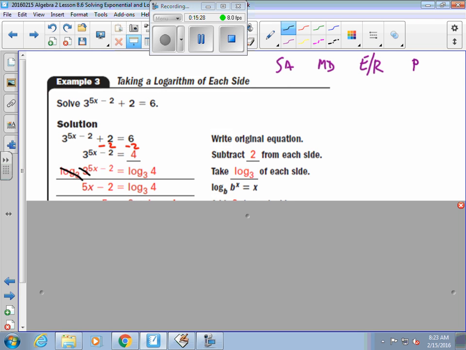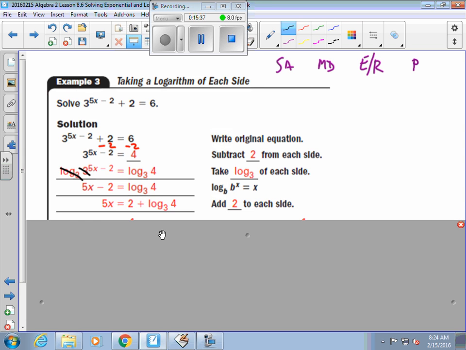Now again, you undo your order of operations. It says minus 2, so you again go back to the Aunt Sally part. Add 2 to both sides. So when that minus 2 goes over to the other side, notice it becomes right here positive 2. So it says positive 2 plus the log base 3 of 4.